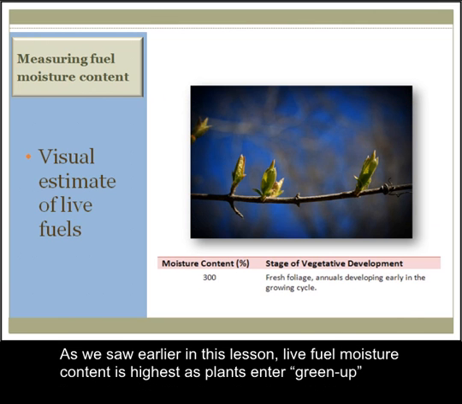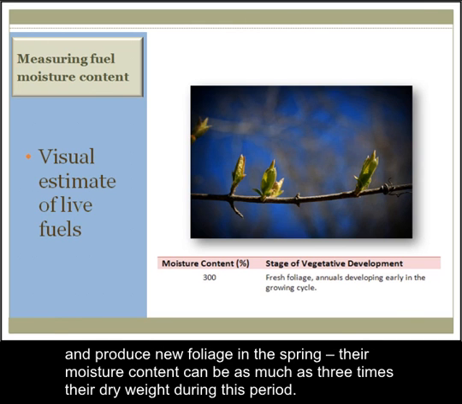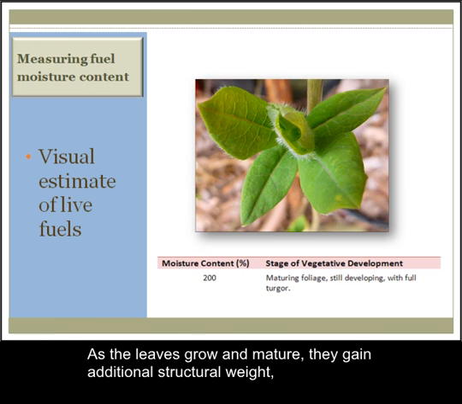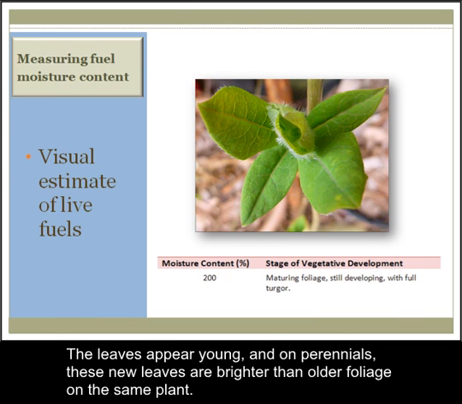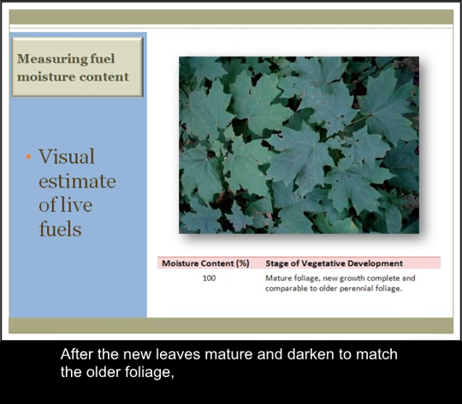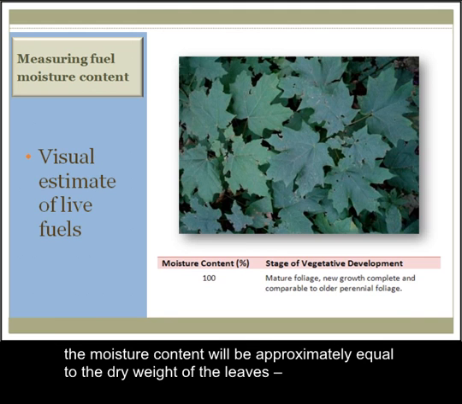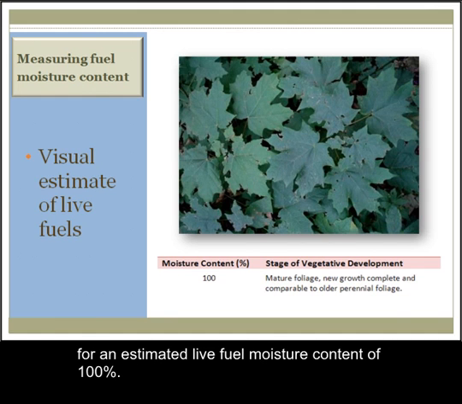As we saw earlier in this lesson, live fuel moisture content is highest as plants enter green-up and produce new foliage in the spring. Their moisture content can be as much as 3 times their dry weight during this period. As the leaves grow and mature, they gain additional structural weight, but the moisture content still remains above twice the dry weight of the foliage. The leaves appear young, and on perennials, these new leaves are brighter than older foliage on the same plant. After the new leaves mature and darken to match the older foliage, the moisture content will be approximately equal to the dry weight of the leaves, for an estimated live fuel moisture content of 100%.